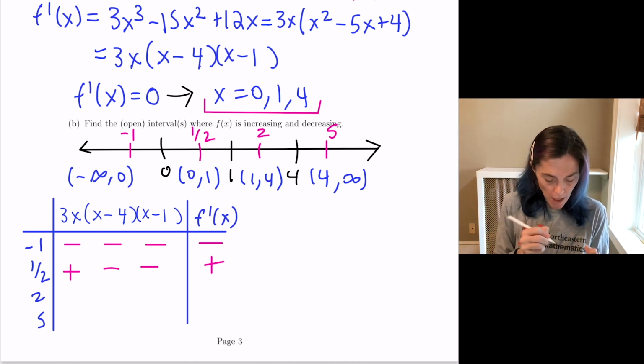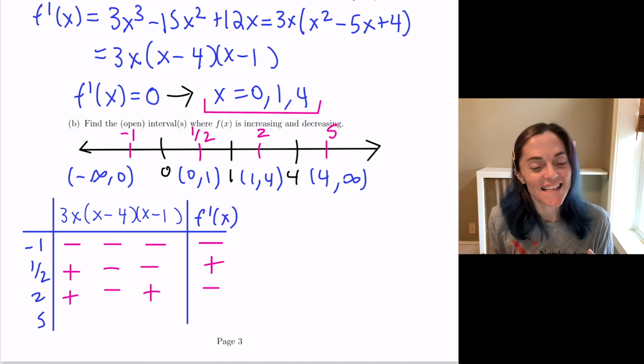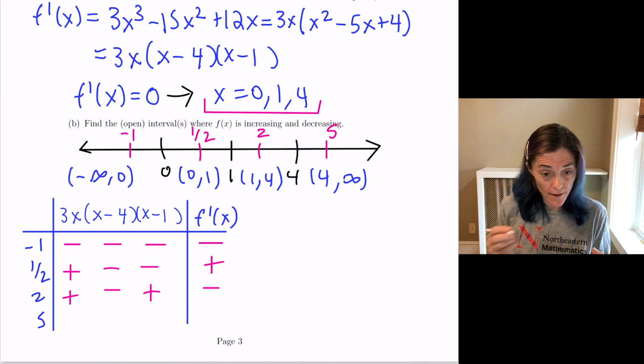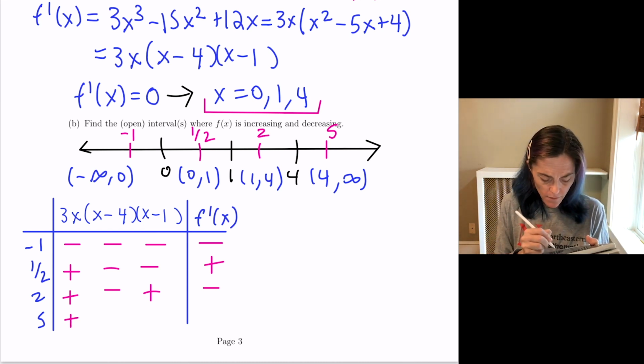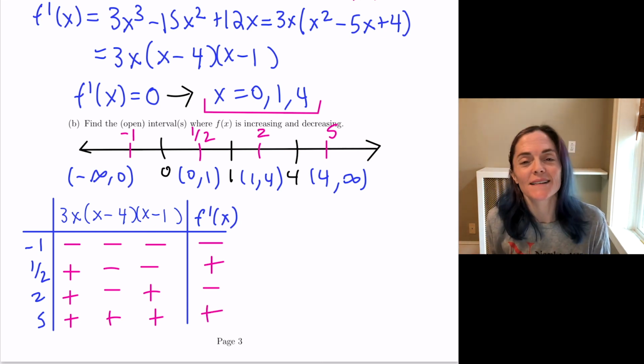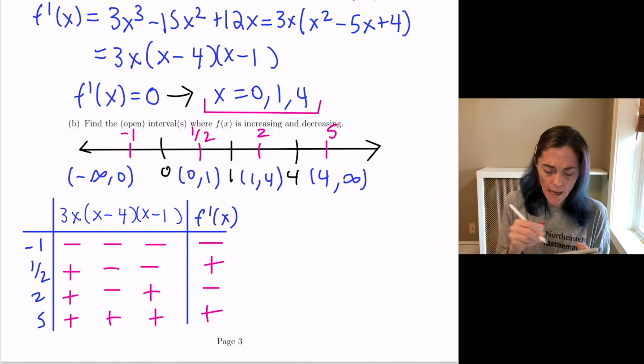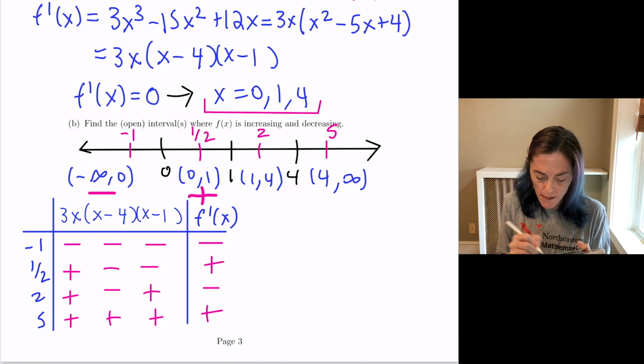At 2, 3x is positive. X minus 4 is negative. X minus 1 is positive. 1 negative gives us a negative number. And at 5, we have positive, positive, positive. You multiply three positive numbers, this is positive. So we can put these signs underneath. Maybe I'll make them thicker. This goes minus, plus, minus, plus.